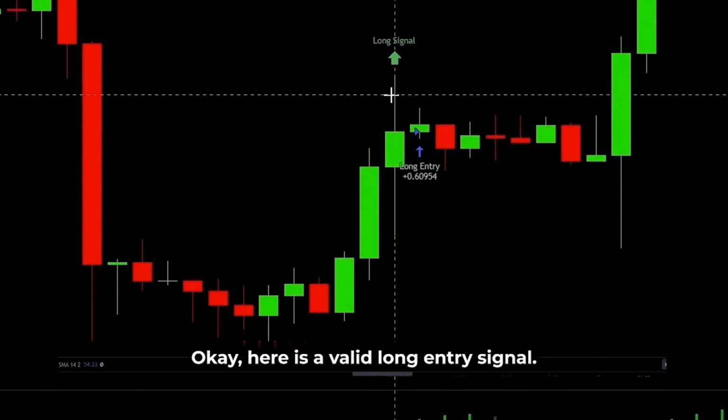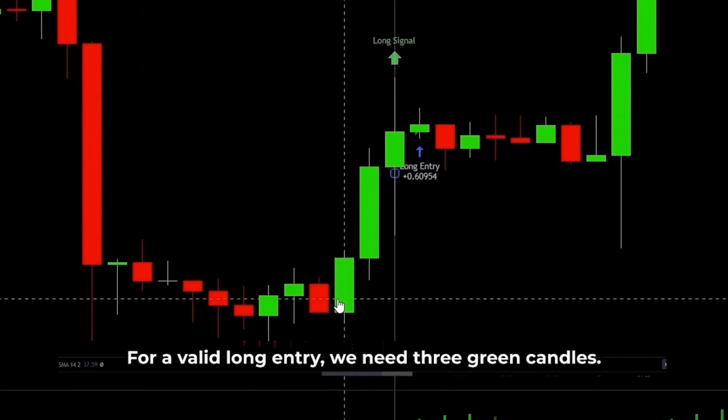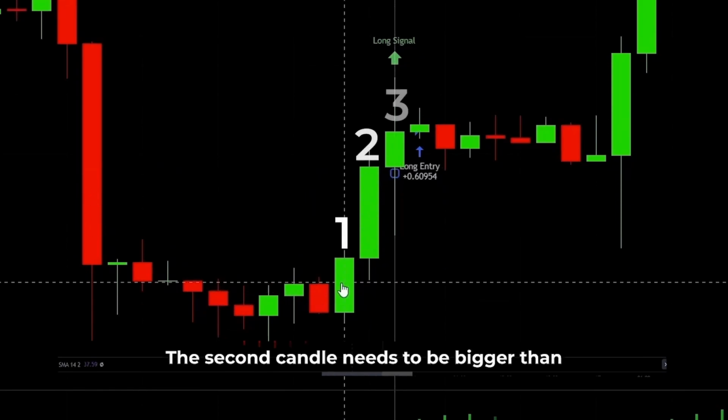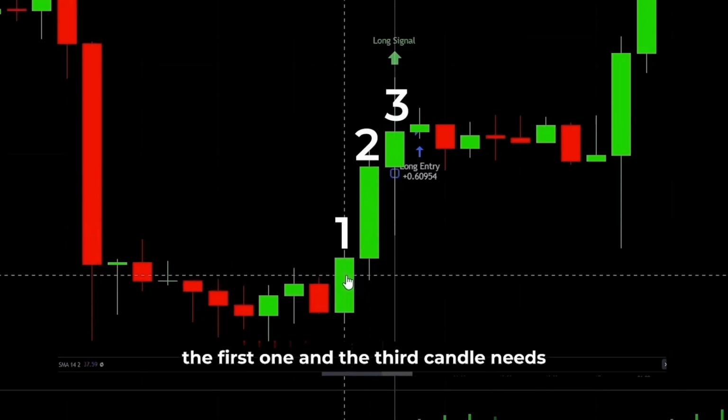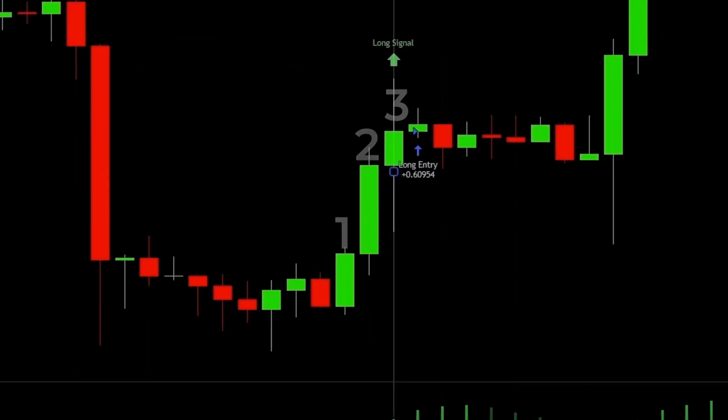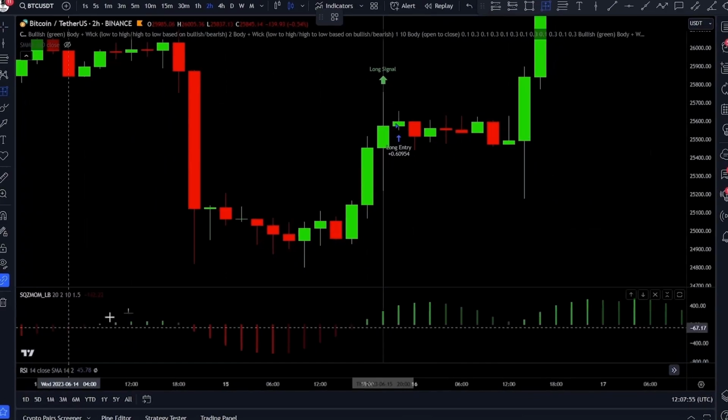Okay, here is a valid long entry signal. For a valid long entry, we need 3 green candles. The second candle needs to be bigger than the first one, and the third candle needs to be bigger than the second one. So let's measure their height.